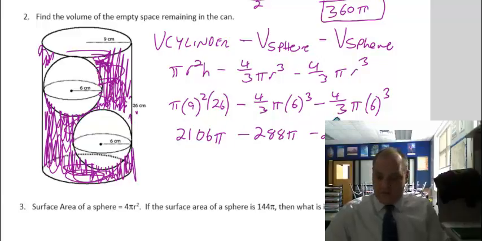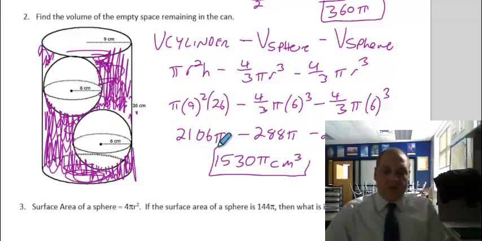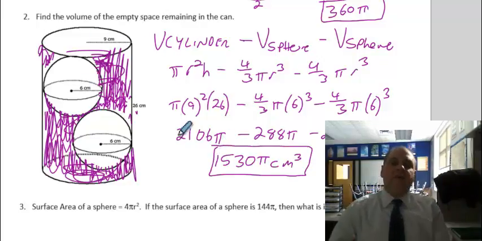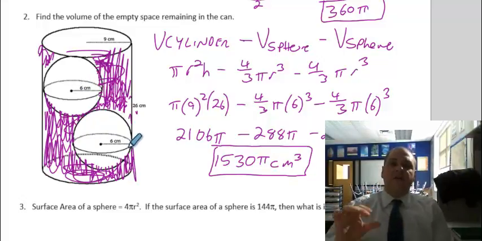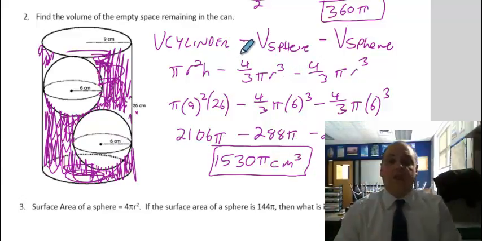And that comes out to be 1530 pi, and the units are cubic centimeters. It's always cubic because it's centimeters times centimeters times centimeters, right? It's 6 centimeters cubed. So you also have to cube the units.